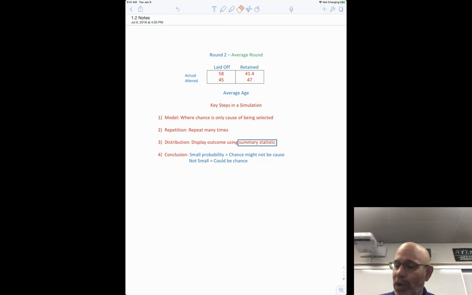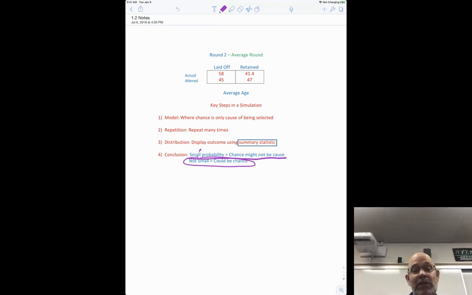And notice the wording here is small probability. That means chance probably didn't happen. It was 5%, so something else caused it. In this case, they did it on purpose. And then if it's not small, yeah, okay, maybe it could be chance. So one of the problems is how small is too small. For you, it might be 5. For someone else, it might be 20.